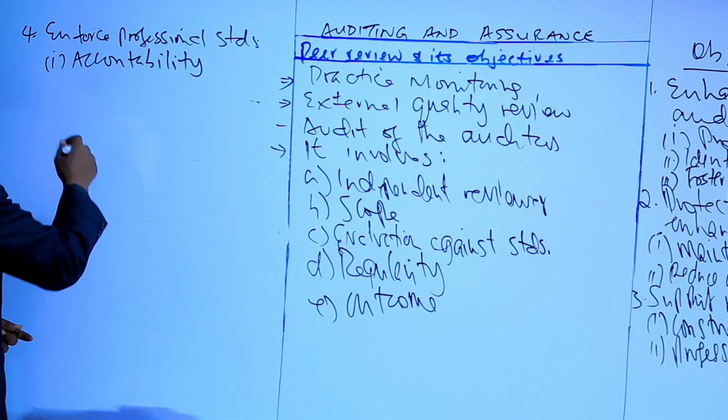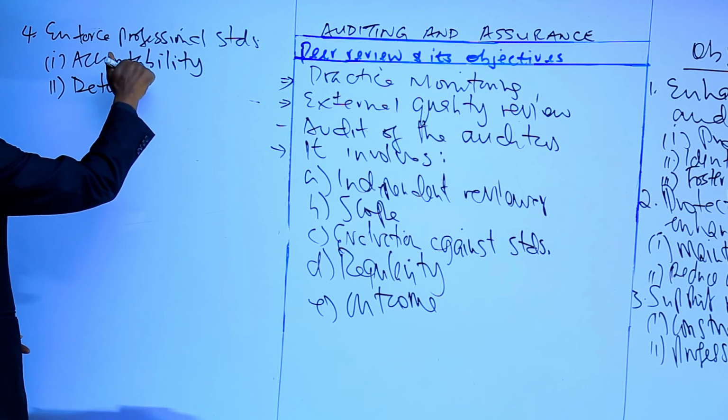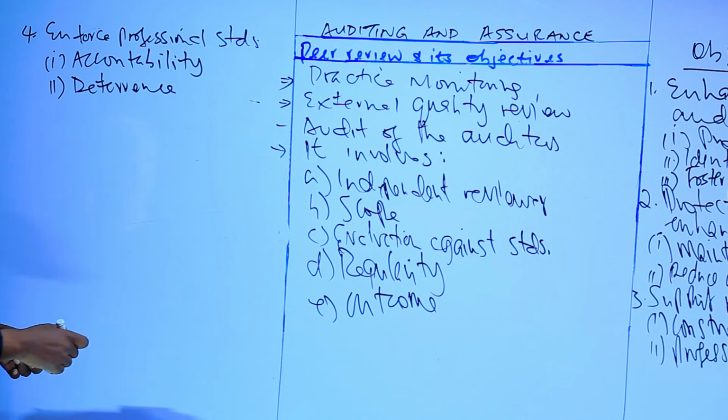It is also a deterrence. Peer review can also be seen as a deterrence, because the knowledge that a firm will undergo a peer review can act as a deterrent against complacency or substandard work. You understand? Then there is also licensing.